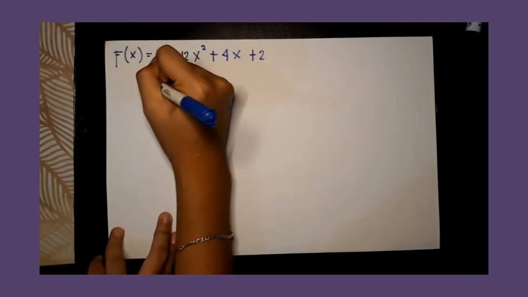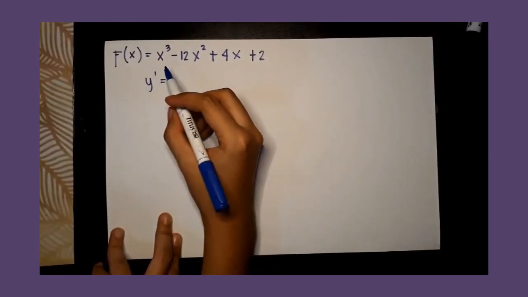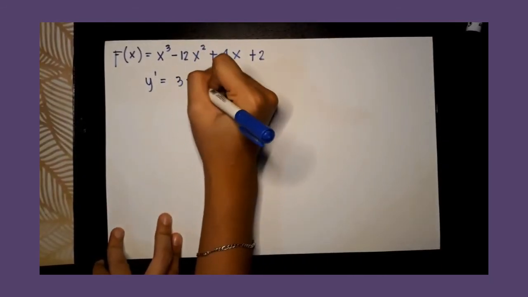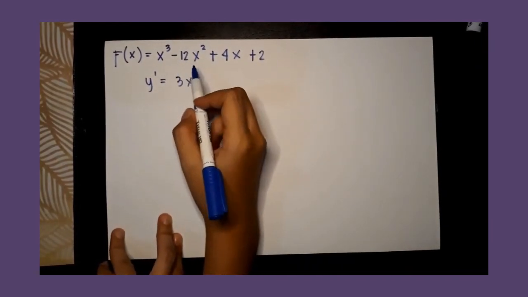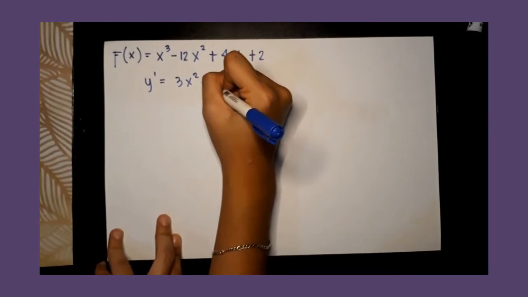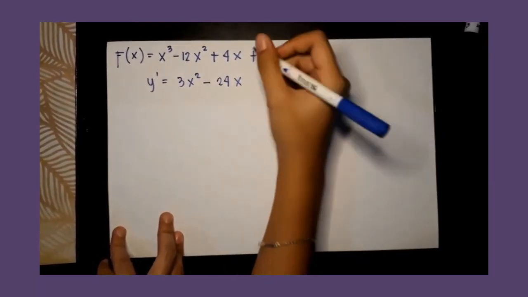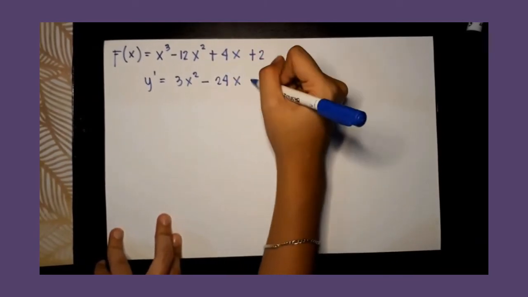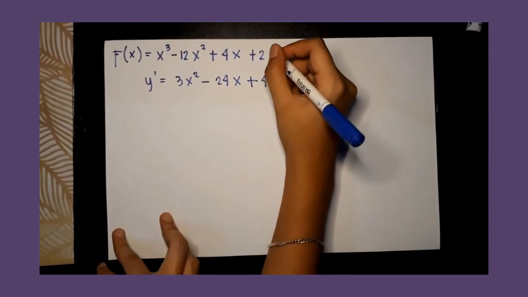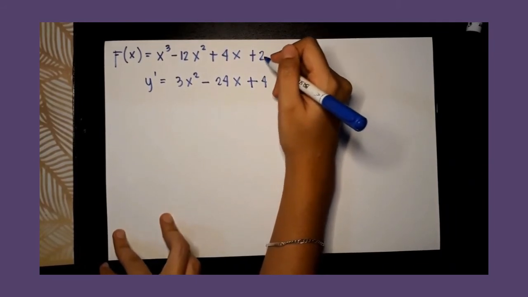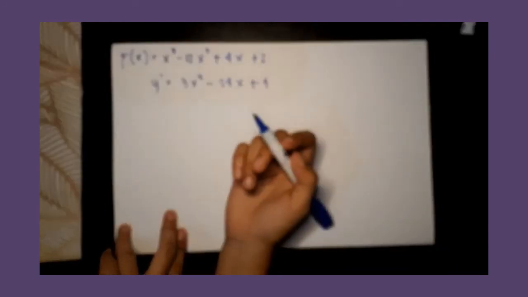To get our first derivative, we need to get the derivative of each term. So we have y prime is equal to the derivative of x cubed, which is 3x squared, minus the derivative of 12x squared, which is negative 24x, and the derivative of 4x, which is 4. Since 2 is constant, it will automatically become 0. So this is our first derivative.